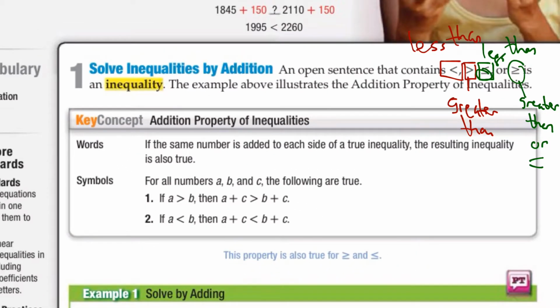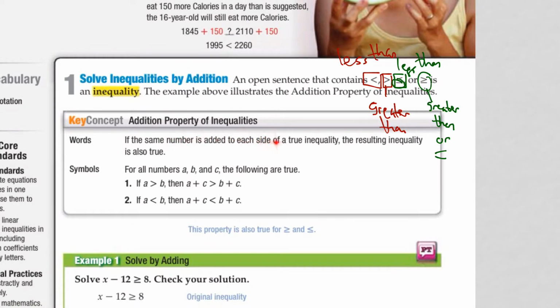So, the addition property of inequalities says if the same number is added to each side of a true inequality, the resulting inequality is also true. In words, that's so difficult to understand, right? So they use symbols. For all numbers A, B, and C, the following are true. If A is greater than B, then A plus C is greater than B plus C.